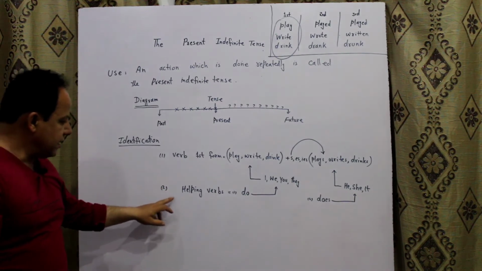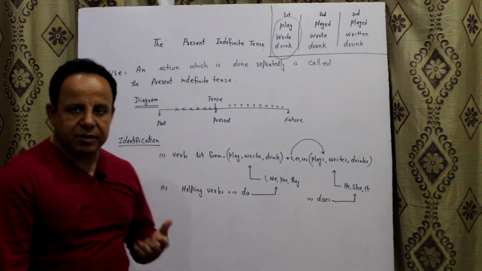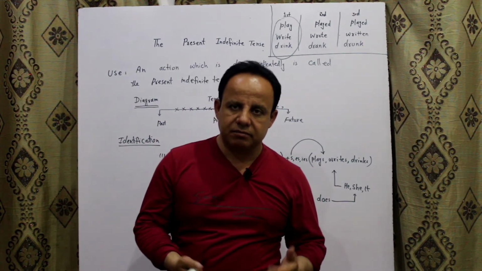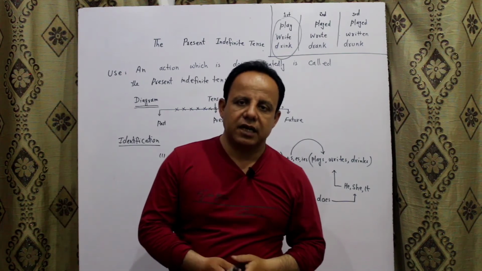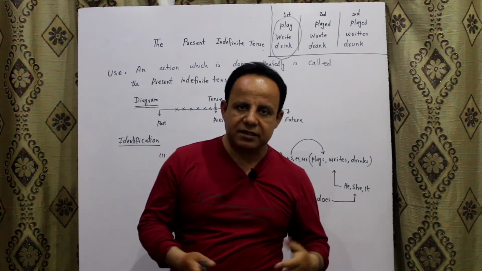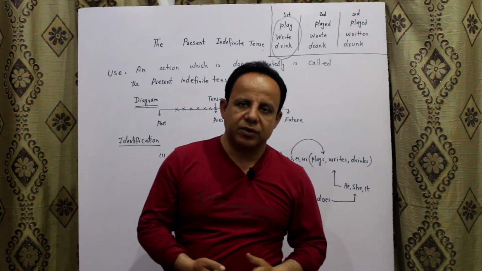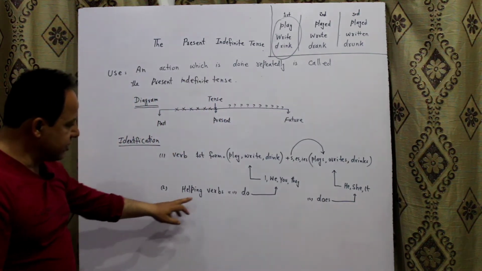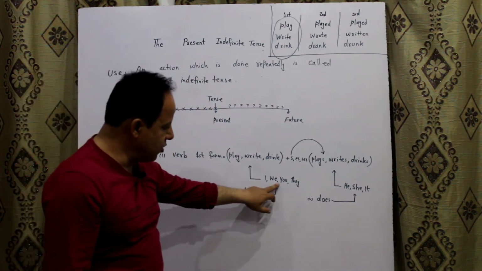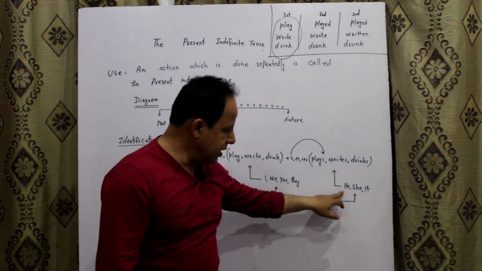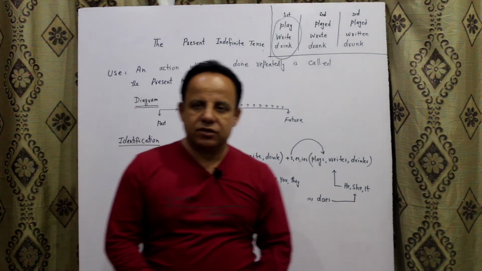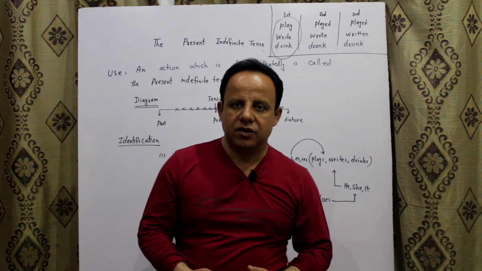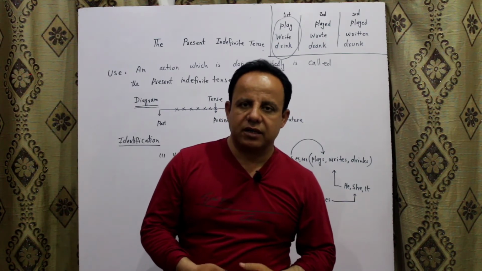The next one is called the helping verb. So what is a helping verb? A verb which helps the main verb is called a helping verb. Helping verbs identify the tenses. The helping verbs help the main verbs in order to make the sentences clear to us, and in this way we can understand which tense we are using. There are two helping verbs. The first one is do. We use do with I, we, you and they, and does we use with he, she, it. So there are two helping verbs, do and does.